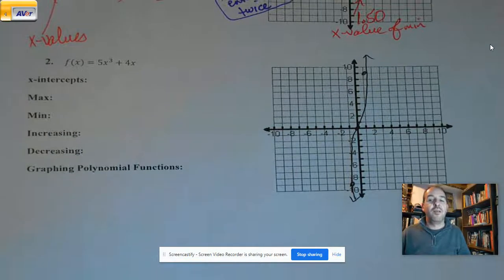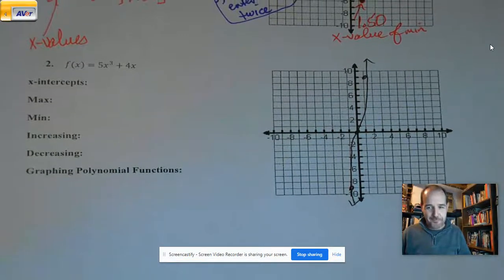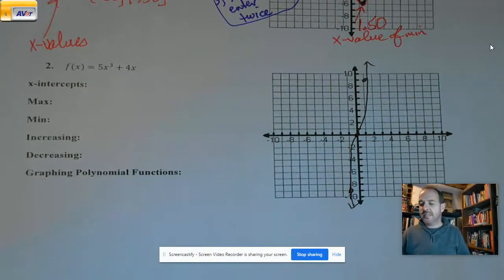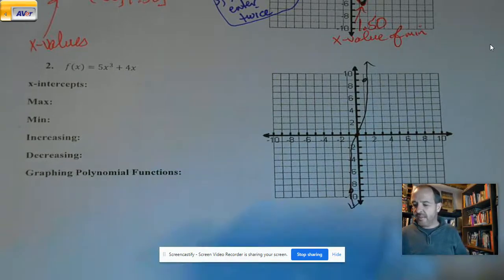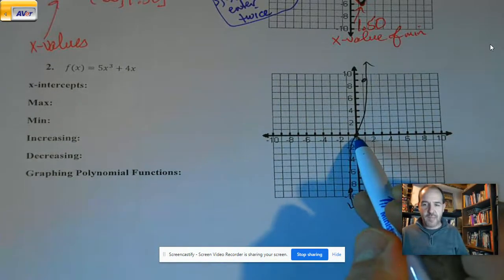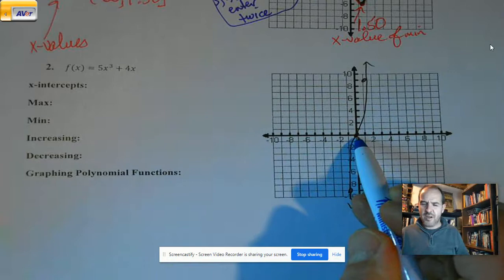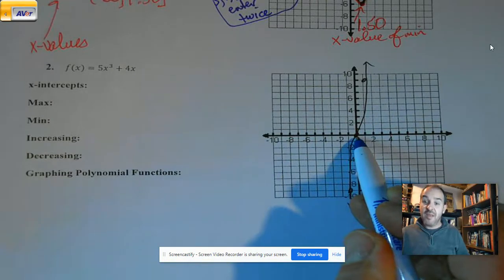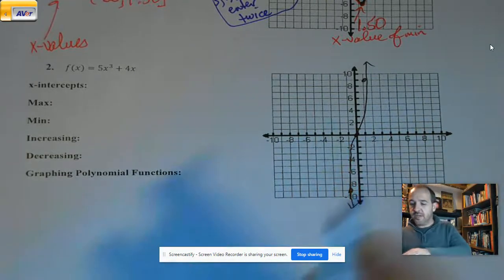Now, this is a little more interesting because this time I look and I go, okay, well, the x-intercept is like right there. Hardy, that looks like 0, 0. It isn't 0, 0. Here's a clue.